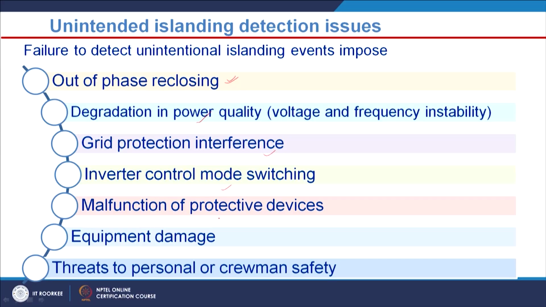Then we have discussed the small functional protective devices and equipment damage. If you are not going to shut down some DGs, then of course we will have some issues. For example, if it is a synchronous based DG, the rotor will experience certain kinds of damage. Next, threats to personnel and crewman safety.